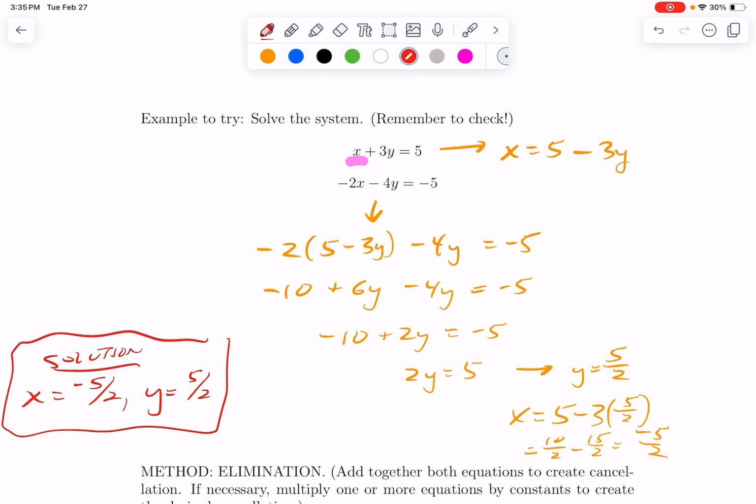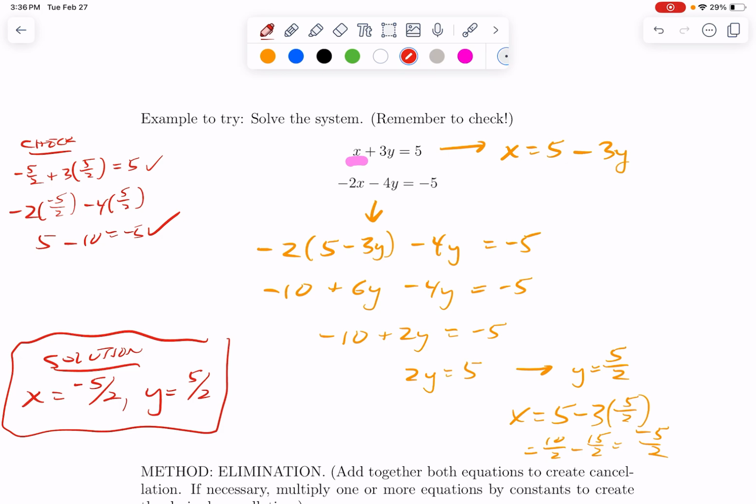And if we wanted to check that, negative 5 halves plus 3 copies of 5 halves is 10 halves, which is 5. That works. Negative 2 copies of x minus 4 copies of y. That's 5 minus 10, which is negative 5, and that checks. I might not do all the checking as I go through this, but it is a good habit.